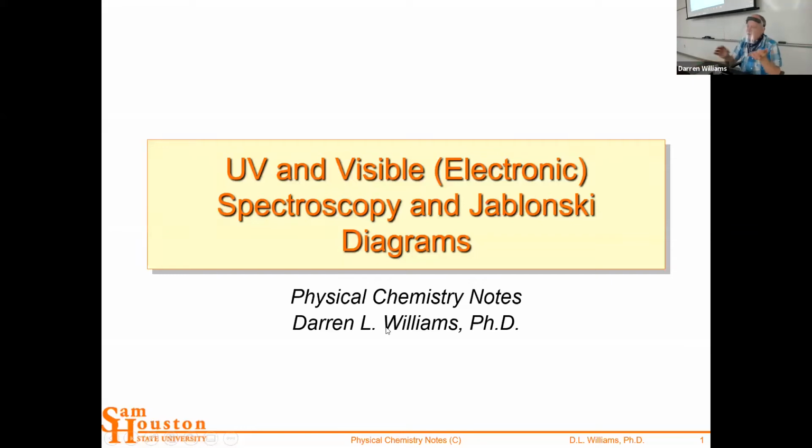So this is UV visible spectroscopy and the Jablonski diagram. Let's think about these energy level diagrams that we've been drawing since the very first day of the class. For the particle in a box, we would draw just an energy level diagram. So I'll go ahead and do that as a summary figure here: the 1D particle in a box.